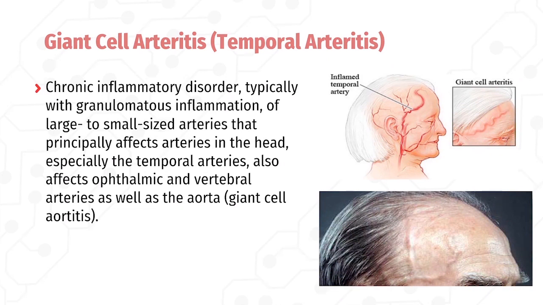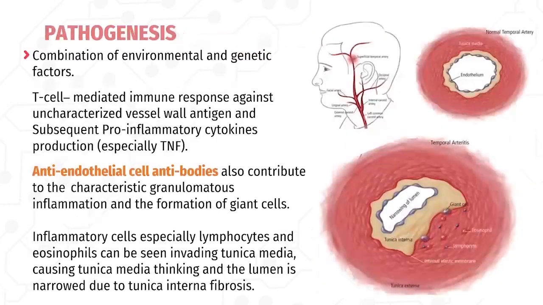It is a chronic inflammatory disorder, typically with granulomatous inflammation of large to small-sized arteries that principally affects the arteries in the head, especially the temporal arteries. It also affects the ophthalmic and vertebral arteries as well as the aorta. Pathogenesis of giant cell arteritis, or GCA, is likely a combination of environmental and genetic factors. GCA likely occurs as a result of a T-cell mediated immune response against an uncharacterized vessel wall antigen and subsequent pro-inflammatory cytokine production, especially tumor necrosis factor.